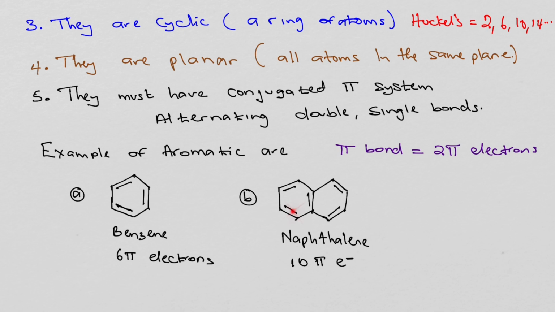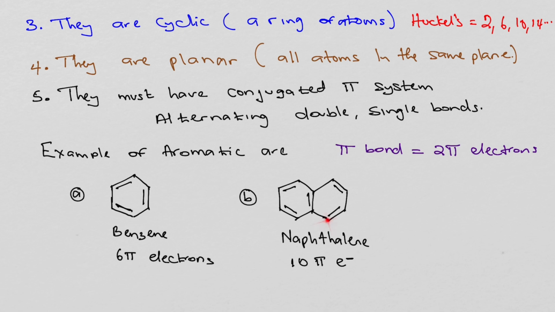Example B is naphthalene. It's got 1, 2, 3, 4, 5 double bonds. That's 2 times 5, that's 10. That's 2 pi electrons, 2 pi electrons, 2 pi electrons, 2 pi electrons, 2 pi electrons. That's 10 pi electrons. That obeys Hückel's. And its conjugated system is double, single, double, single, double, single. That's a fully conjugated system.